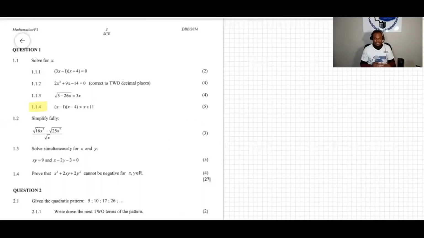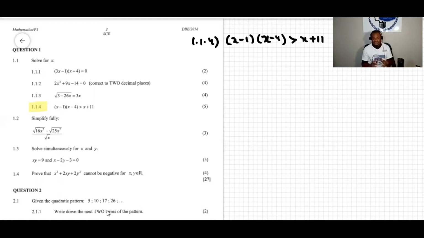Well, in the previous video, we did question 1.1 through question 1.3. Now we're going to do question 1.1.4. I'm going to write the question here. The question says: (x minus 1)(x minus 4) greater than x plus 11.